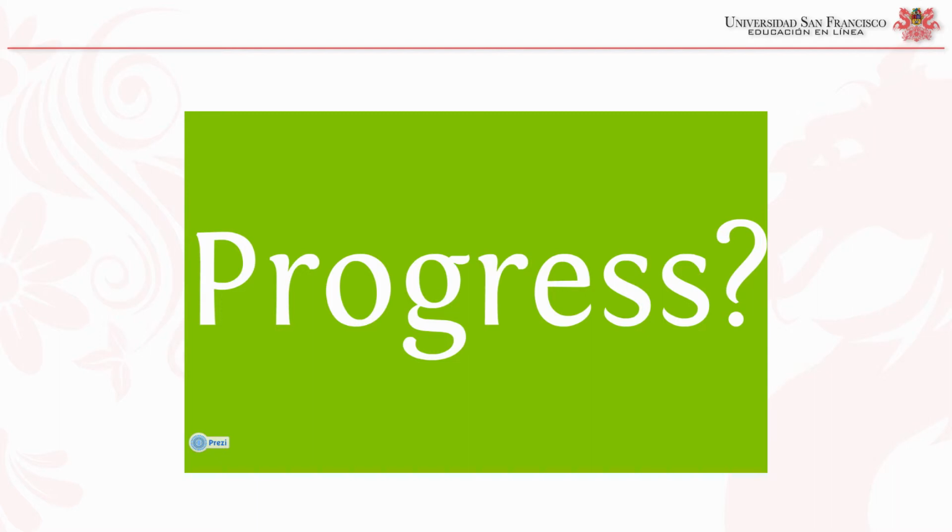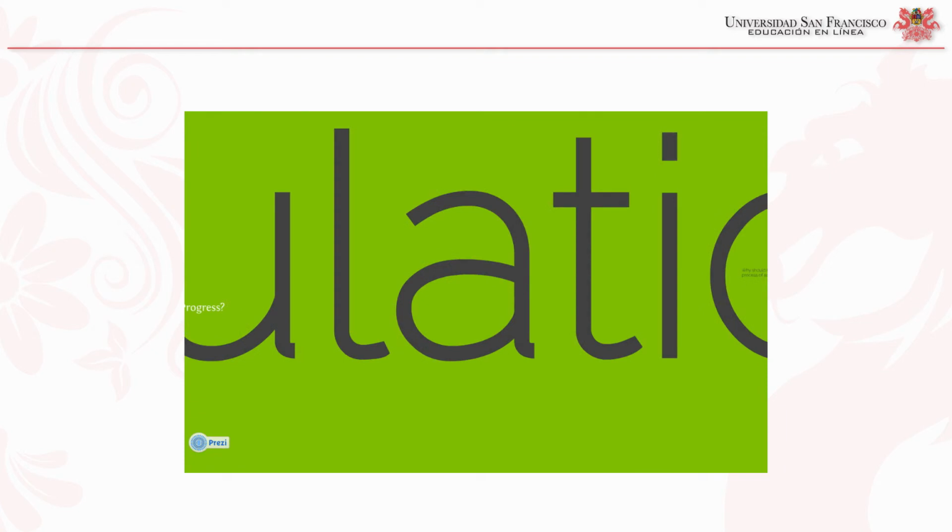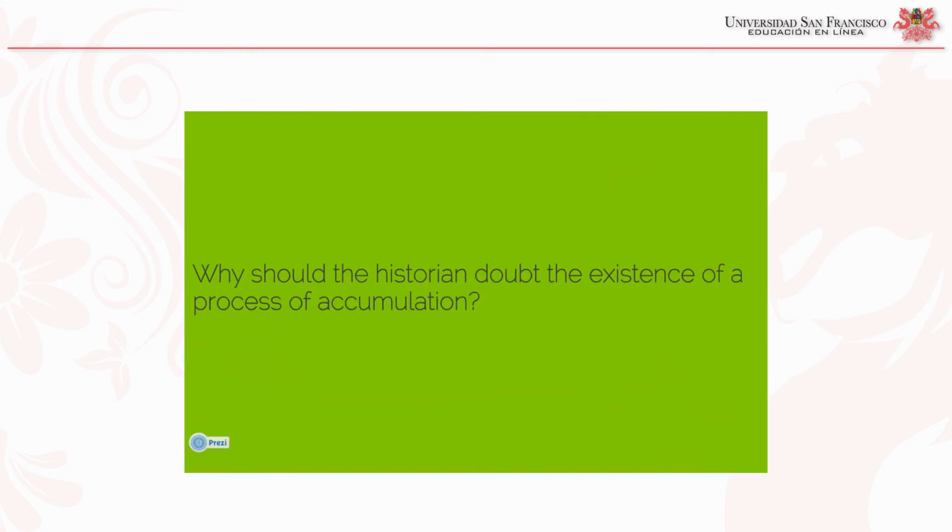There is then an irrevocable sense of progress in this equation. We know today more than we knew before. Kuhn strongly questions this idea. He is against the concept of development of knowledge by accumulation. Why should the historian doubt the existence of a process of accumulation?